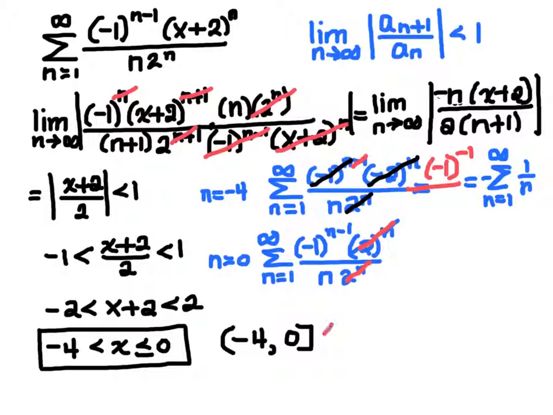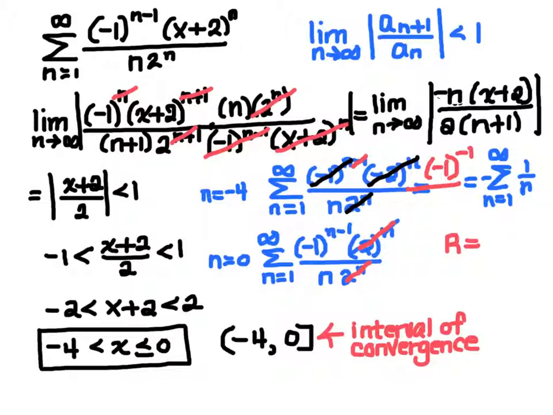So this is our interval of convergence. It has a radius of 2, and it's centered at negative 2.